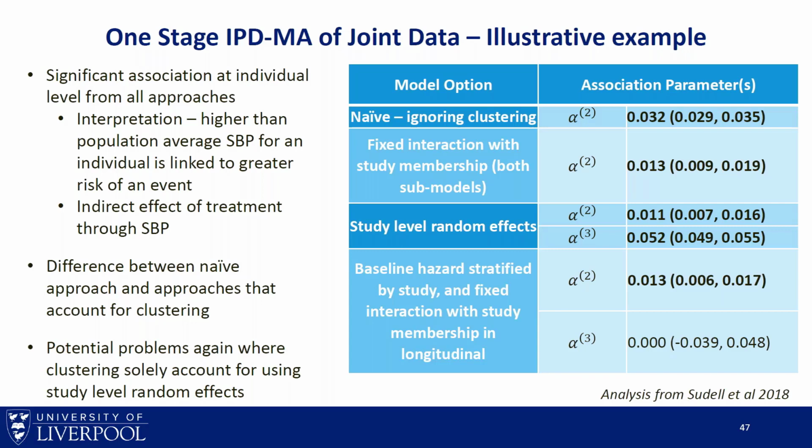Finally, for the approach that just uses study level random effects, we've got a very different estimate for the alpha 3 association than for the mixed approach at the bottom. Also, in the paper that this analysis is taken from, it presents a couple of other models. Again, the study level random effect approach is very, very different to the other approaches, which again gives us more evidence that we don't have enough studies in this case to just account for study level heterogeneity using random effects.